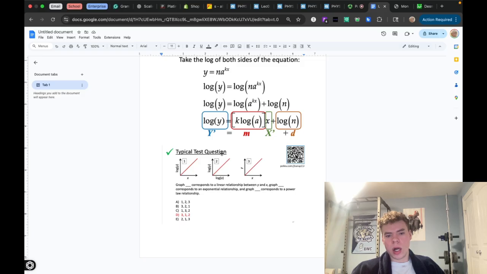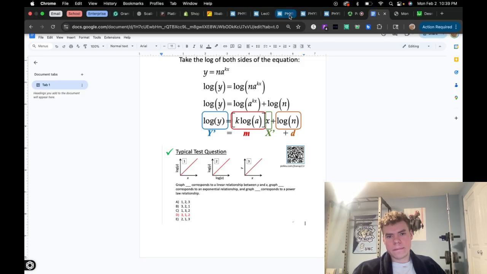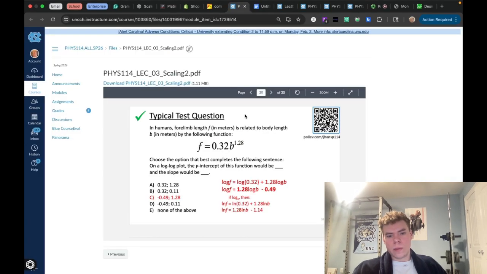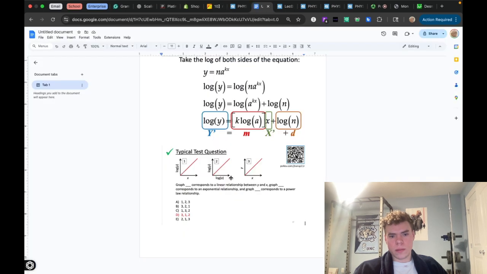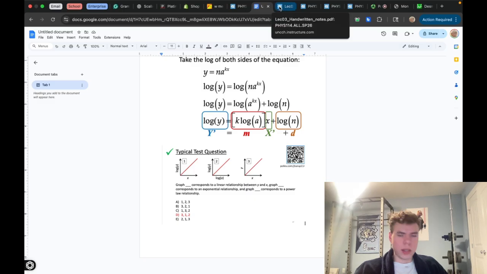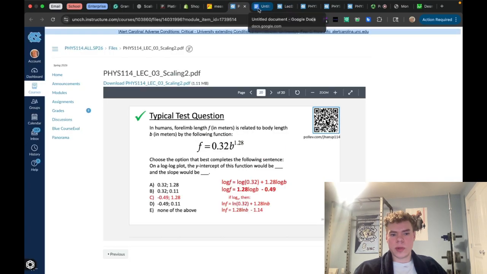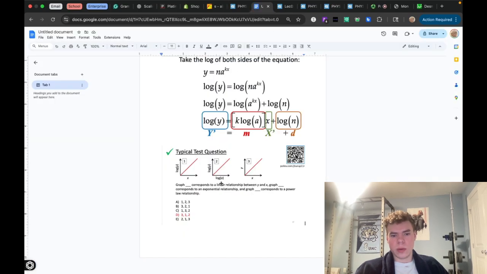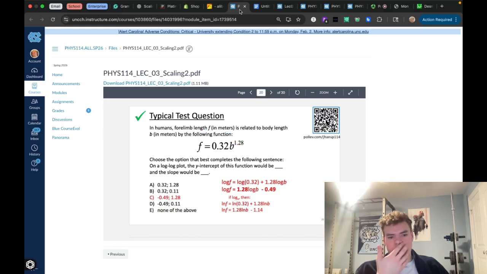So on a log plot, right? On a log plot, then the y-intercept would just be log of x, which would be log of 0.32, which is negative 0.49. And the slope would still be rise over run. So I guess the slope would be unchanged.